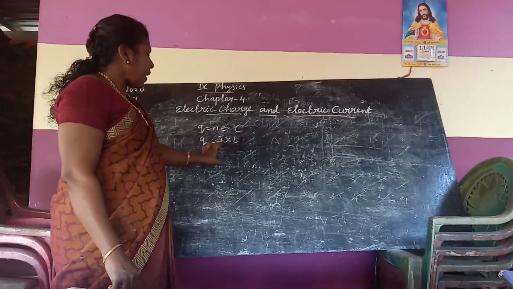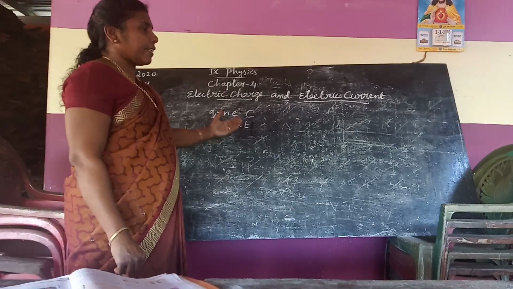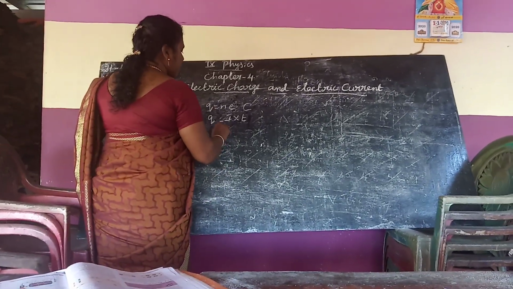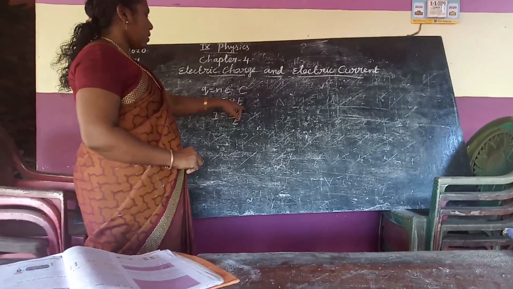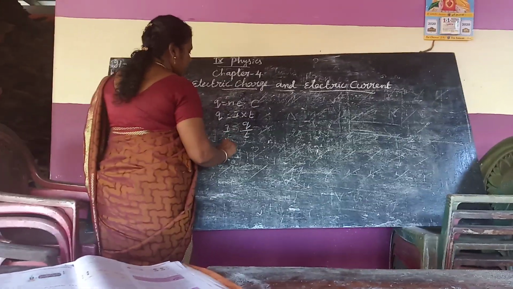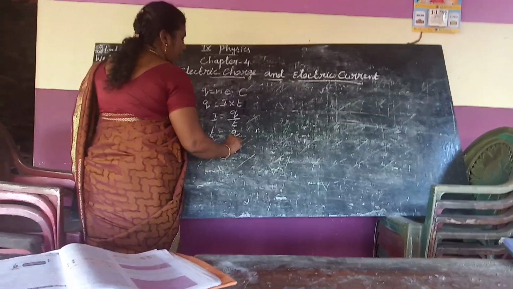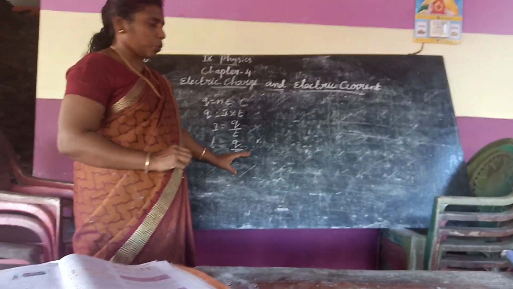Suppose current is asked, and charge and time are given. The formula is I equal to Q divided by T. Suppose time is asked, and charge and current are given. The formula is T equal to Q divided by I. Like that we can change the formula and do the problem.